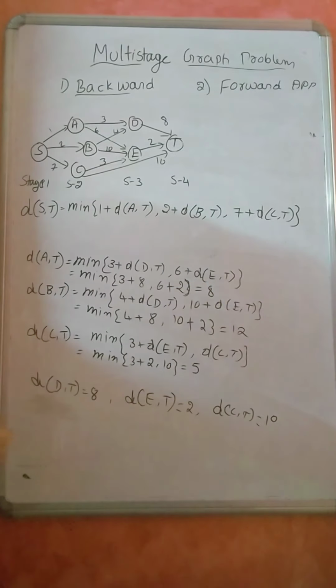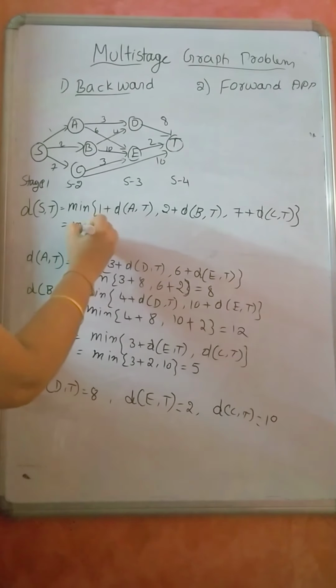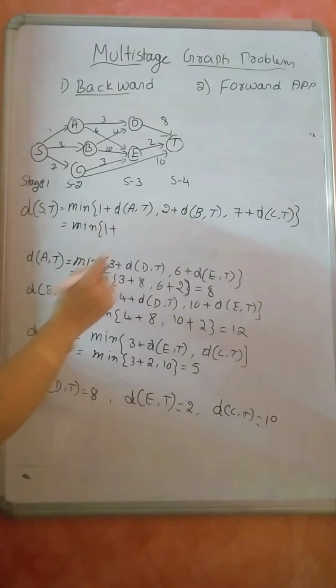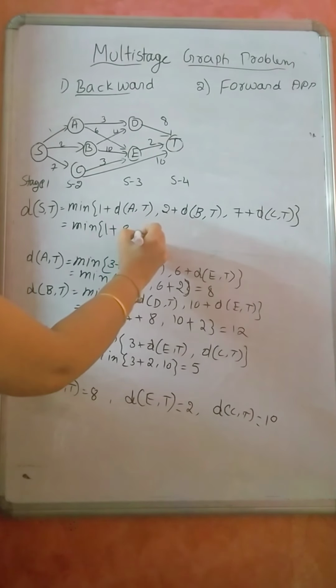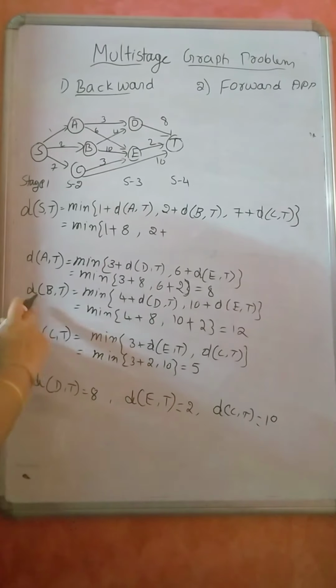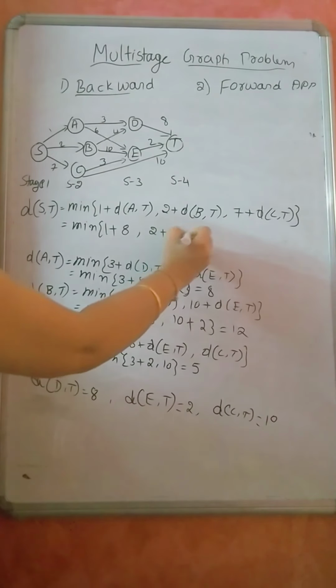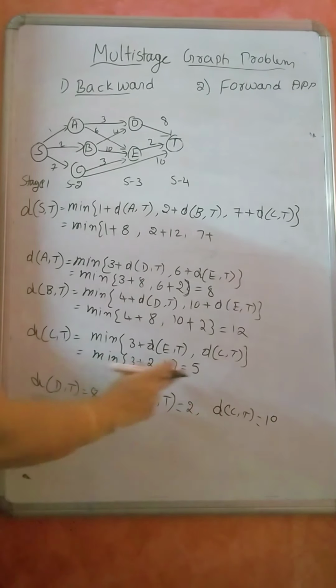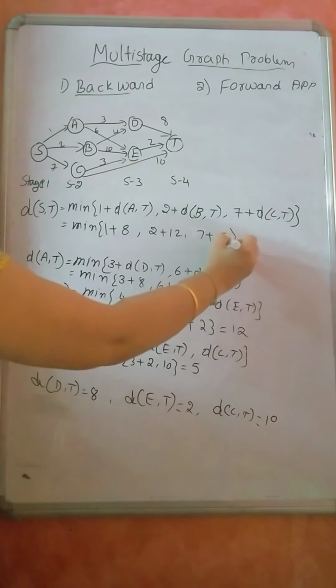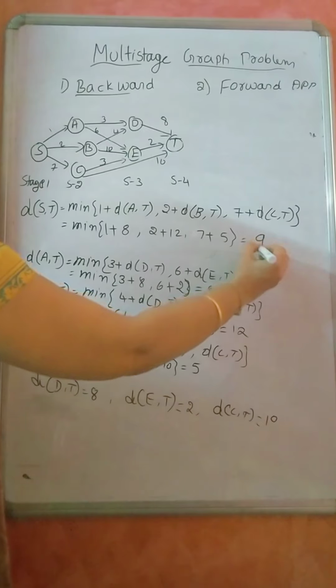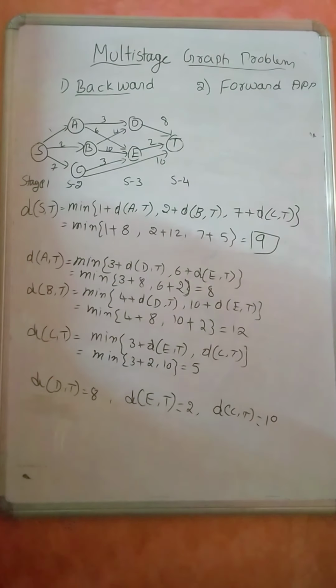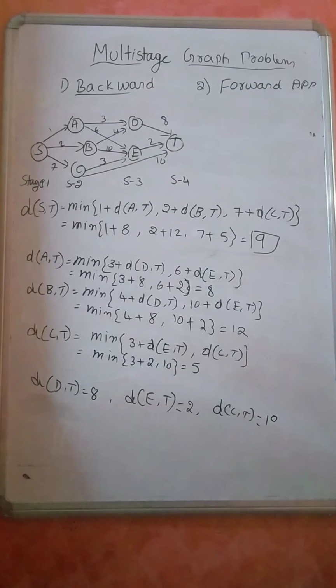So let it be. Now min of 1 plus distance from A to T 8, then 2 plus distance from B to T 12, then 7 plus distance from C to T 5. So whichever is minimum among this, 9 is the minimum. So finally the distance from source to the destination, or from source to the terminal, is 9. So this is the minimum path what I got.